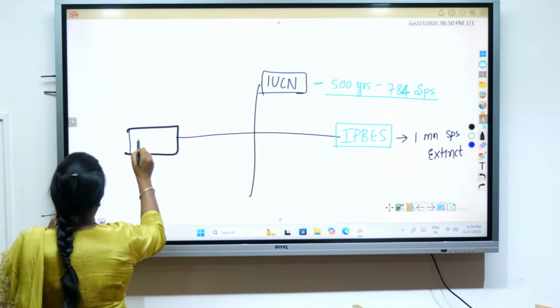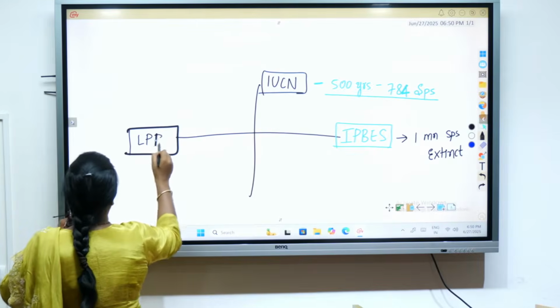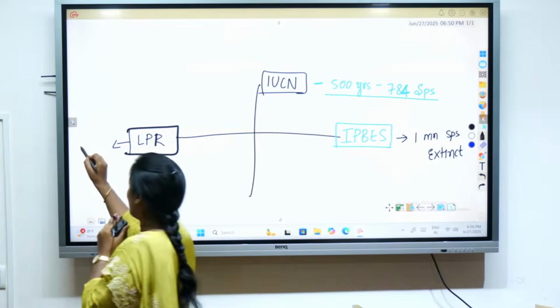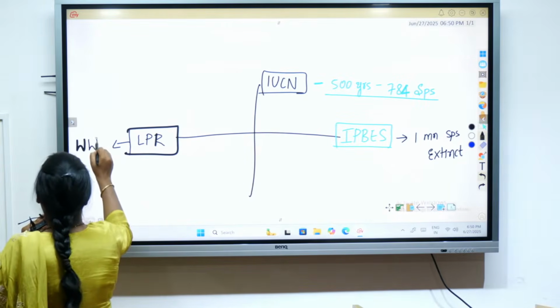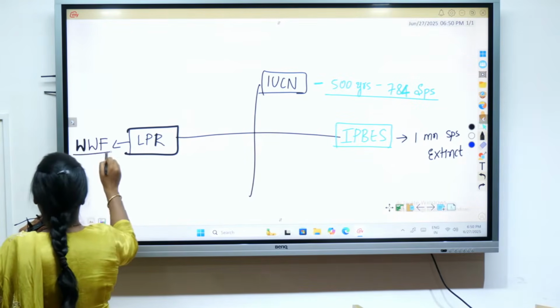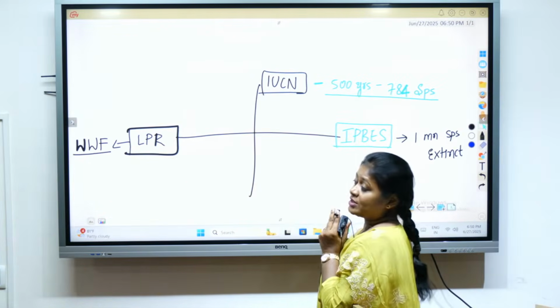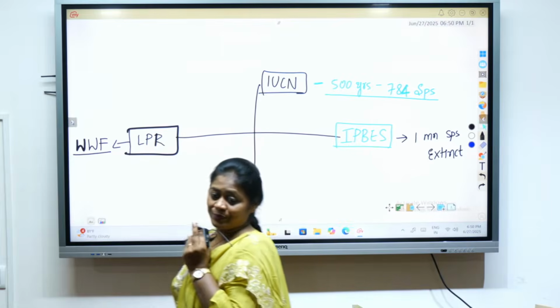Living Planet Report. It will be released by WWF, World Wildlife Fund for Nature. So according to this report, how much decline has happened?